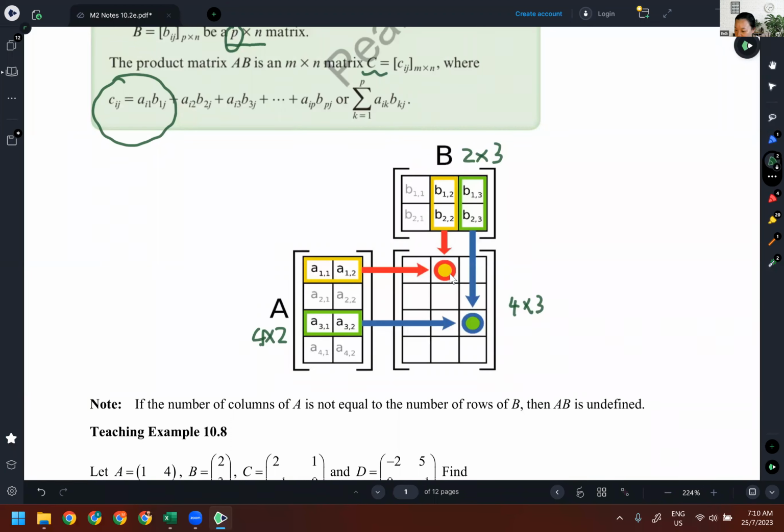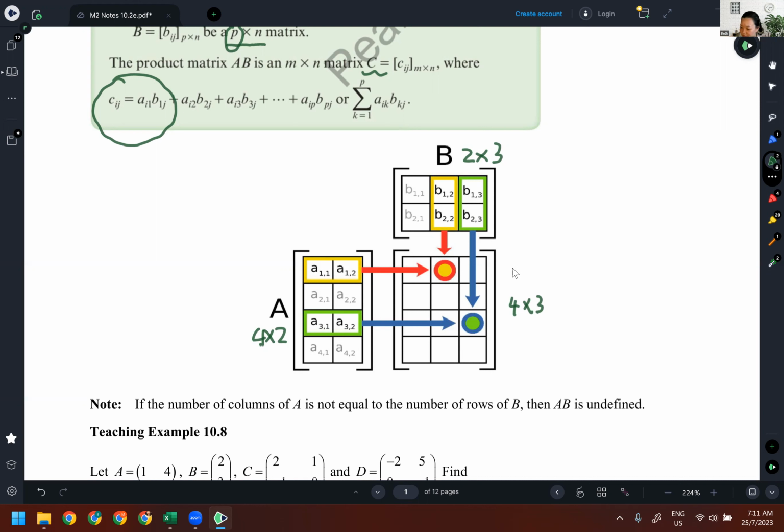In this case, look at the red one, this element. This element is the first row and the second column. So I will take the first row of A and take the second column of B. And then I put them together. And this will be my C12. This one will be the third row and the third column. So this one will be C33.